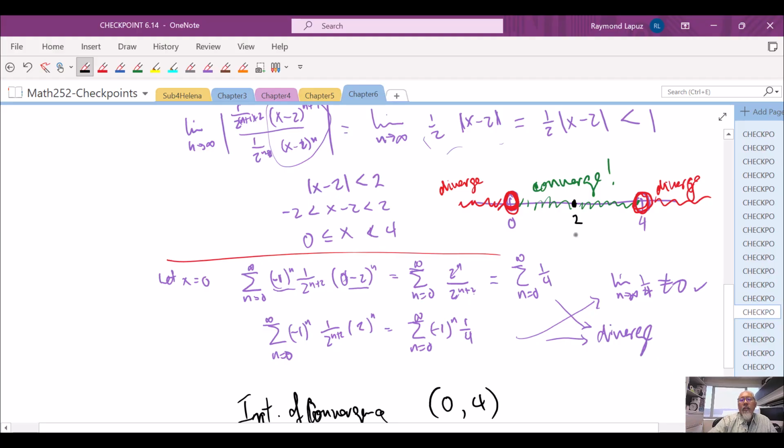By the way, this is a center point, and it's called the radius because it goes the same distance on either side, except we don't know what's happening at the endpoint. So it kind of looks like a radius. Technically, if we include complex numbers, then you see the circle come out of there. In any case, we're just looking for the interval of convergence, and we found it to be the open interval from 0 to 4. All right, I hope that helps.